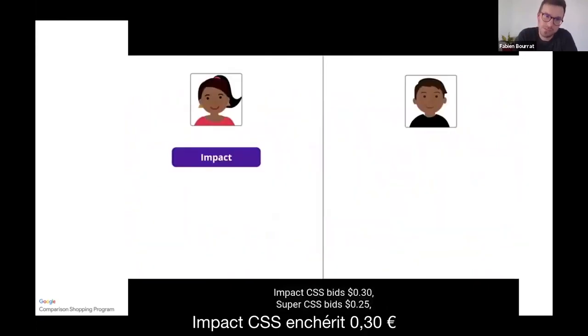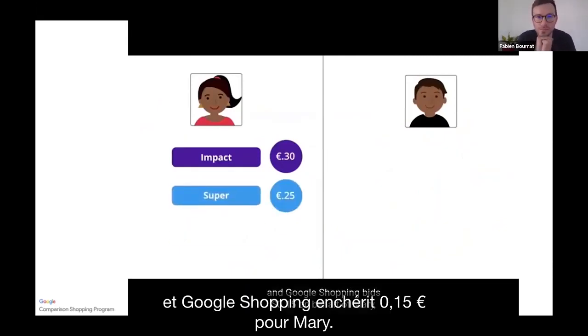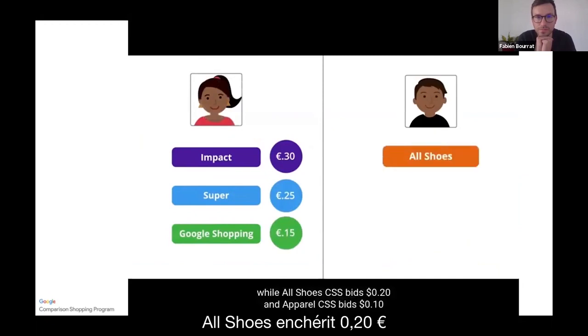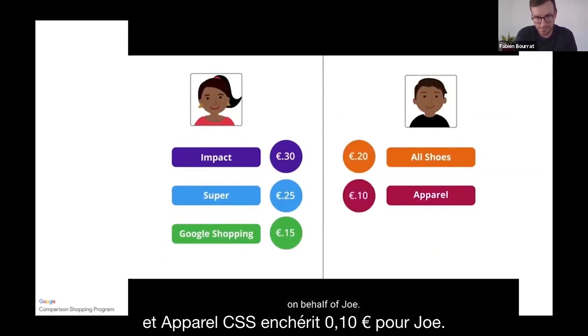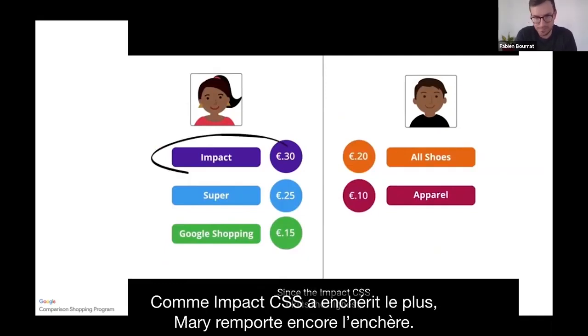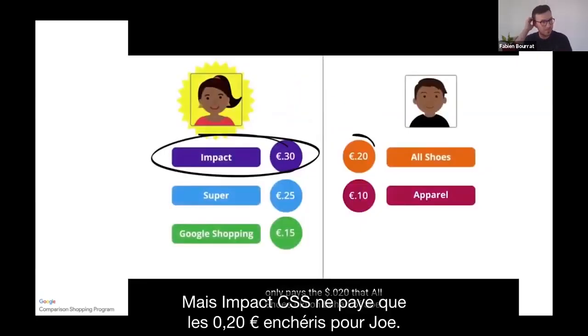Impact CSS bids 30 cents, Super CSS bids 25 cents, and Google Shopping bids 15 cents on behalf of Mary, while All Shoe CSS bids 20 cents, and Apparel CSS bids 10 cents on behalf of Joe. Since the Impact CSS bid is the highest, Mary wins the auction again. But Impact CSS still only pays the 20 cents that All Shoe bid on behalf of Joe.